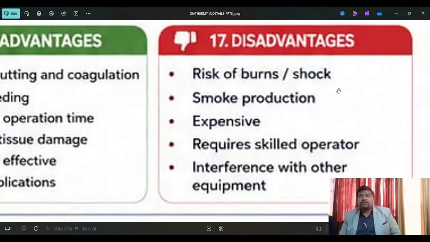Risk of burns or shock, smoke production, expensive, requires a skilled operator, and interference with other equipment. And see here, mostly medical equipment needs to be operated by a skilled doctor, skilled technician, or skilled biomedical engineer. Because if you don't have the skills, it will get damaged automatically, and at the same time you will be affected by the equipment. If you operate it wrongly, you will get problems, and other people will also get problems. So that's why a skilled engineer is required here.